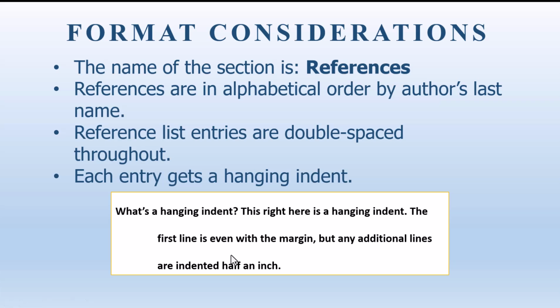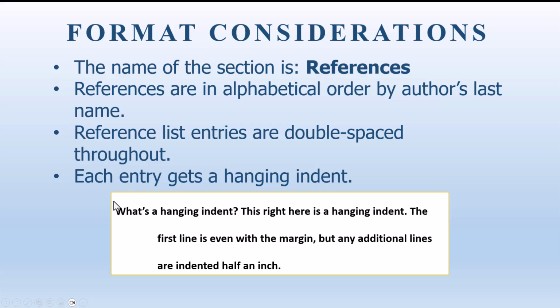Okay, some format considerations. The name of this section in APA style is just references, not list of works cited, not bibliography, just references. As I mentioned, they will always be in alphabetical order by the author's last name. They are always double-spaced all the way through, and each entry in your reference list gets a hanging indent. What is that? Okay, that's this. Your first line is even with the margin of your paper, but any lines that wrap around in that particular entry, they will get indented half an inch.